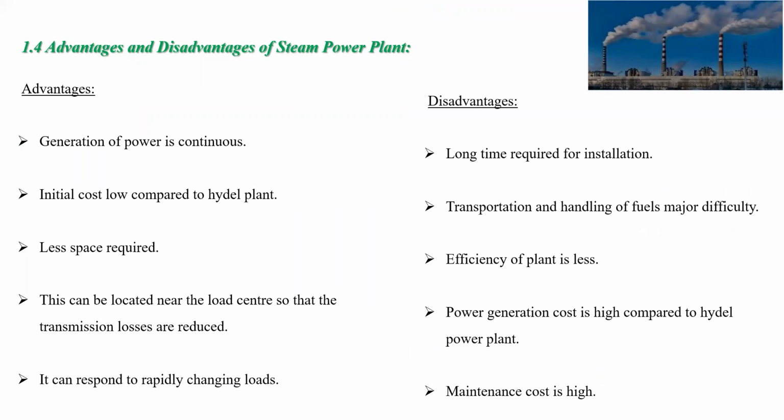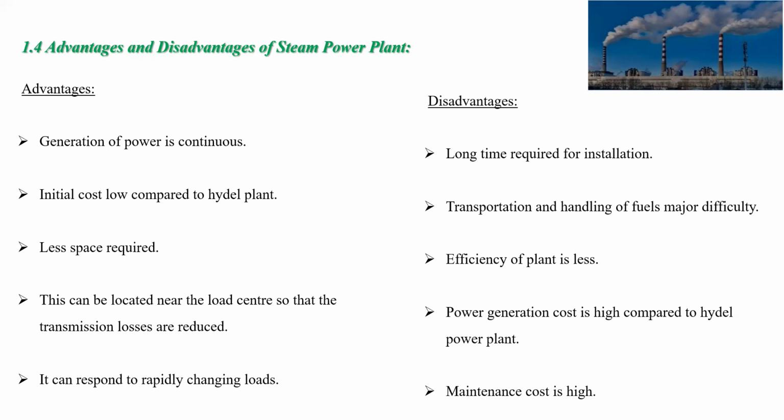Okay. So what are the advantages and disadvantages of a steam power plant? I hope you understood the working principle of the thermal power plant and its components, and now the merits and demerits of the steam power plant. Generation of power is continuous. Once you start this thermal power plant, there is no break. It's continuous power generation unless and until there is a coal shortage. Otherwise, it will be continuous generation of electricity.